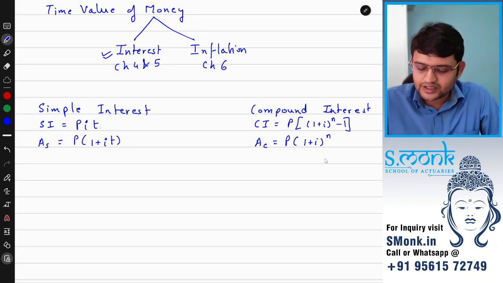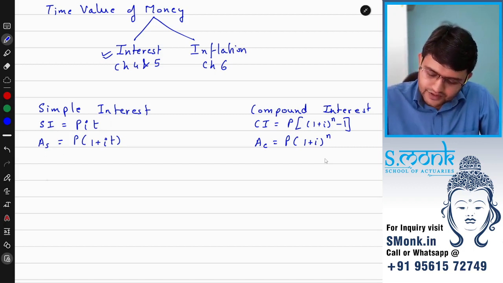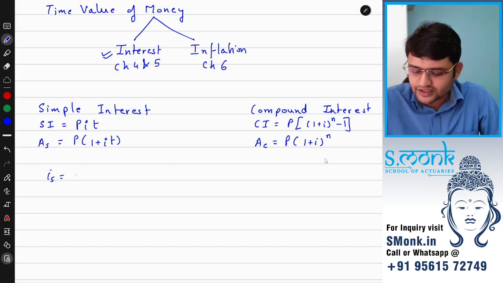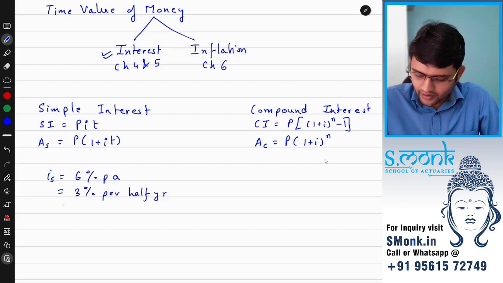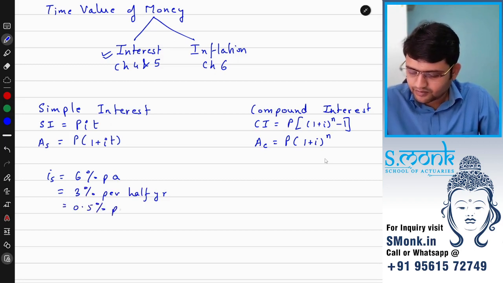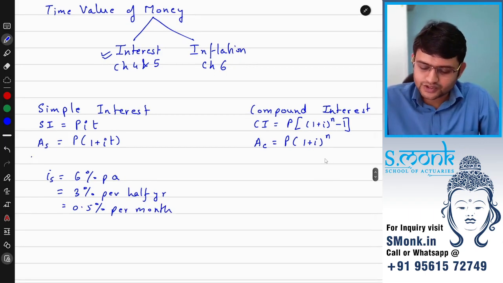Now I've used here T because it's easy for us to convert simple interest according to whatever unit of time we have. That means if simple interest, I write it as IS, is let's say 6% per annum per year. This will be same as 3% per half year or 0.5% per month. These will all be equal and they will give you the same amount in the future. Okay.